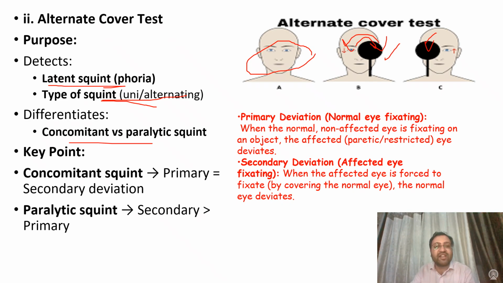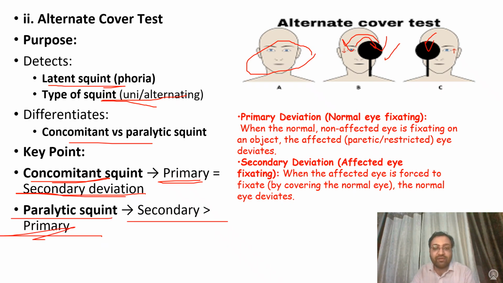So how we will detect it? In case of concomitant squint, primary deviation will be equal to the secondary deviation, and in case of a paralytic squint, secondary deviation will be more than the primary deviation. Now the question might arise in your mind, what is primary deviation and what is secondary deviation, because we have not talked about it earlier.